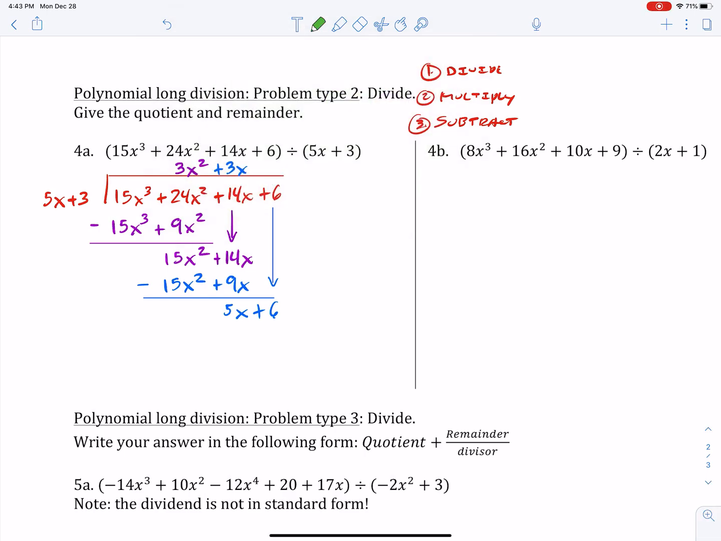We'll do green. 5x divided by 5x, well, that's just 1. Now we multiply. 1 times 5x is 5x. 1 times 3 is 3. And 5x minus 5x is 0. 6 minus 3 is just 3.